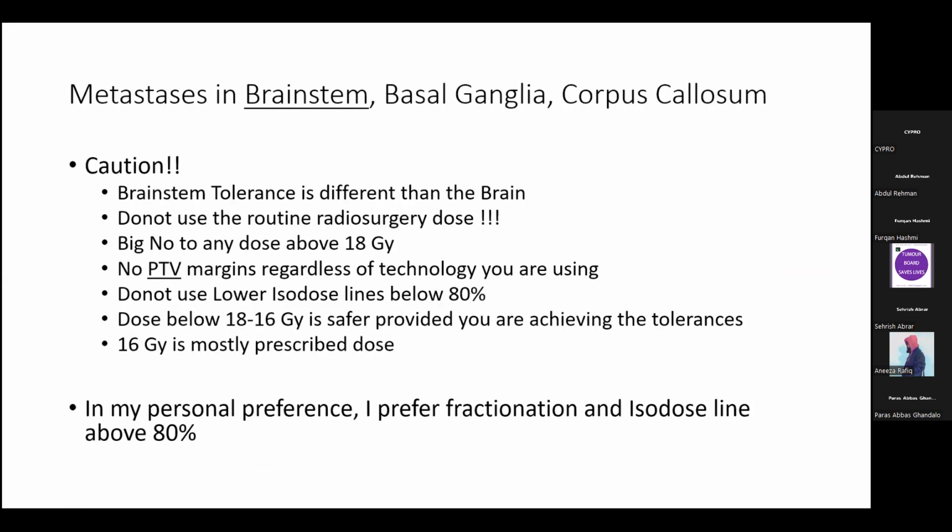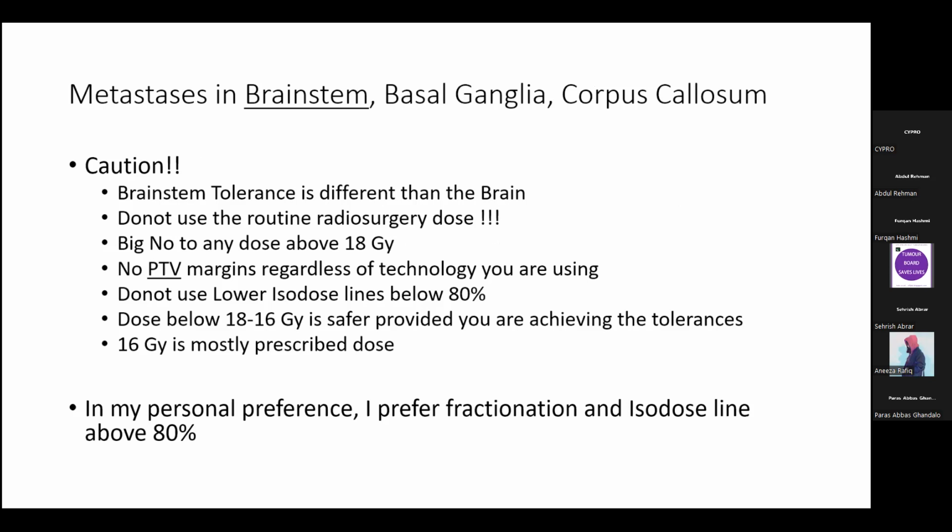But in the brainstem, we have to take a lot of caution, because brainstem tolerance is different from the brain. We already talked about the tolerance we take, the V12 and the V14 in a single fraction. The brainstem tolerance is totally different, because here we take the max dose as well, the threshold dose as well. So it's a completely different criterion. So do not use the routine radiosurgery doses here.